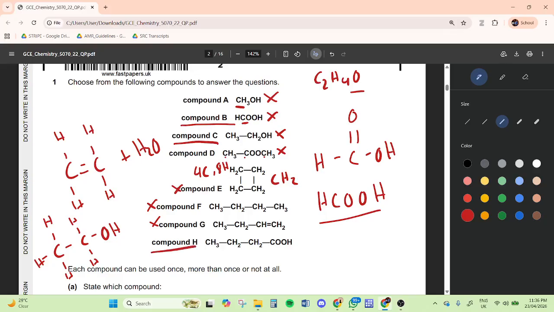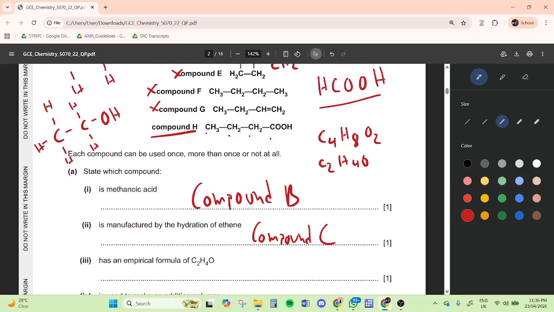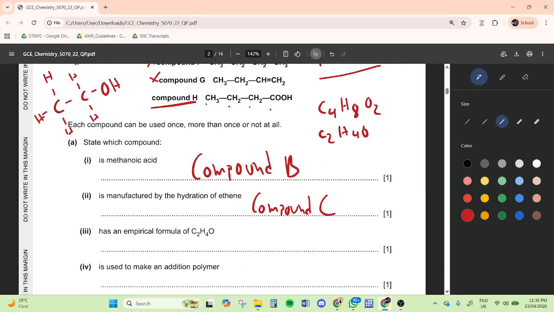But just to make sure, let's check. 1, 2, 3, 4. We got C4. Hydrogen, we've got 3 plus 2, 5. 5 plus 2, 7. 7 plus 2, 8. We've got H8. And for oxygen, we've got O2. So if you simplify that, you're going to get C2, H4, and O. So compound H is your answer for this.